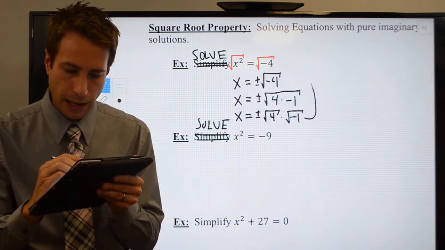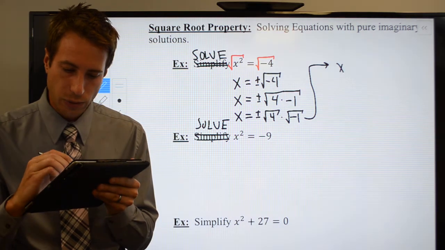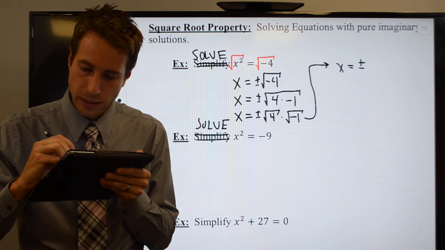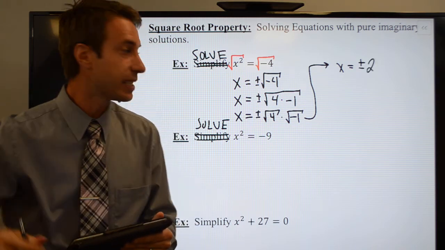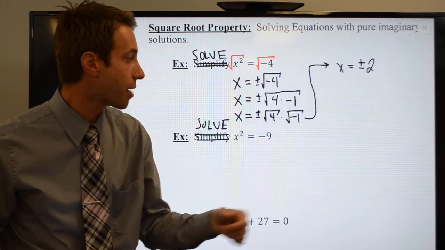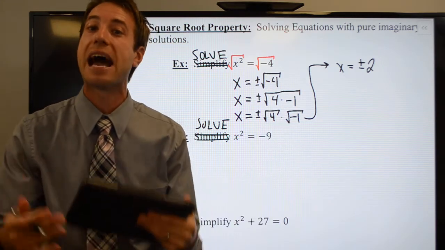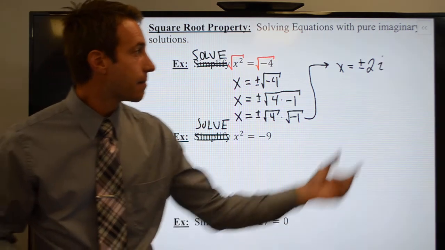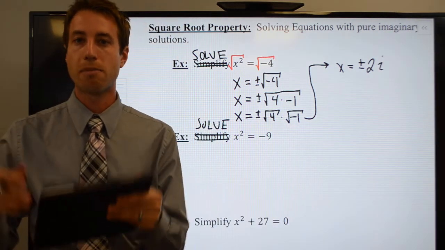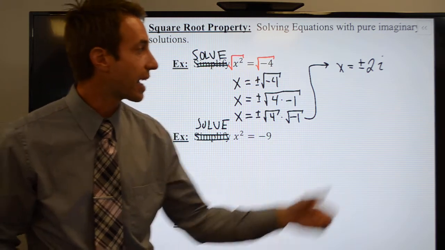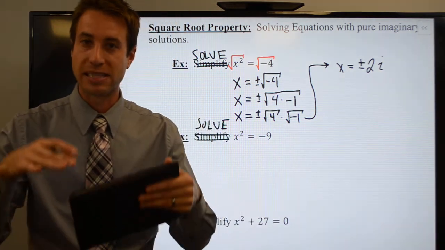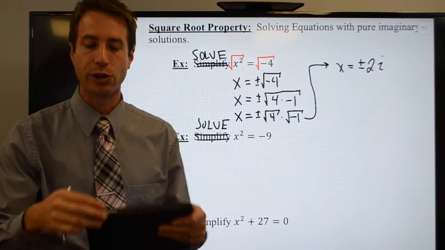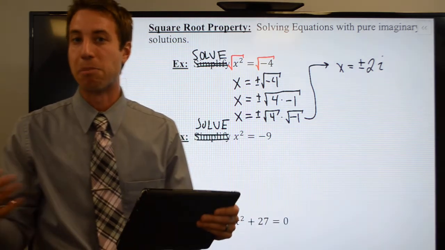Well, here's what we've got. I can take the square root of 4. The square root of 4 is 2. So I get plus or minus 2. And on the previous page of the notes, we just saw that the square root of negative 1 we have now defined as i. So I simply call that an i, and my answer is x equals plus or minus 2i. And what I have are imaginary numbers. Plus 2i and minus 2i are two values in my imaginary number system.